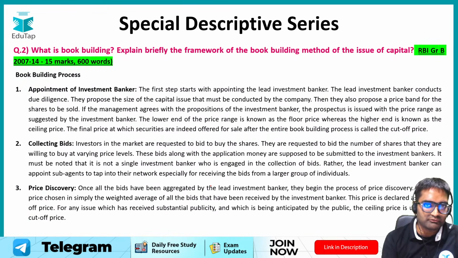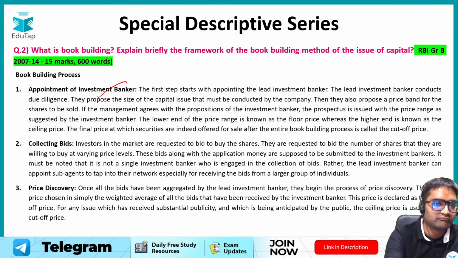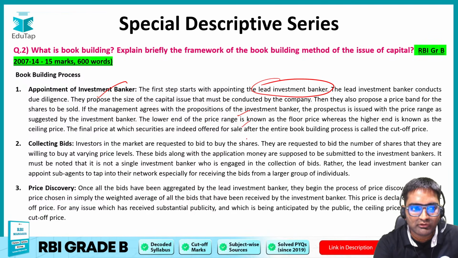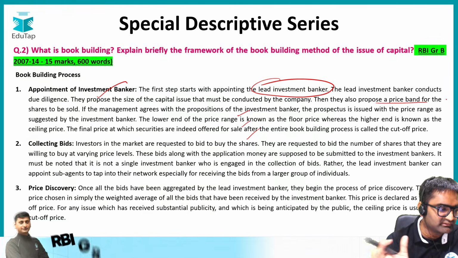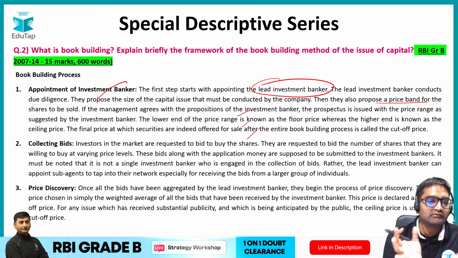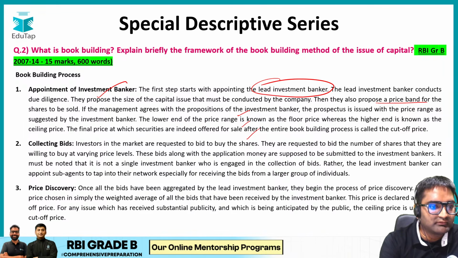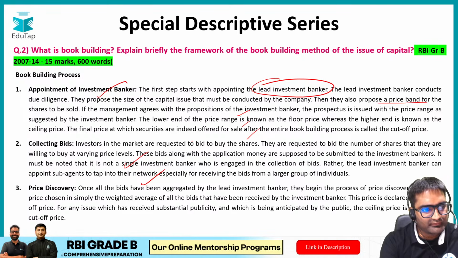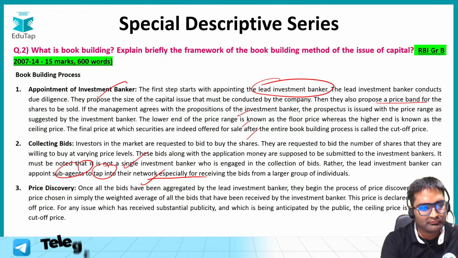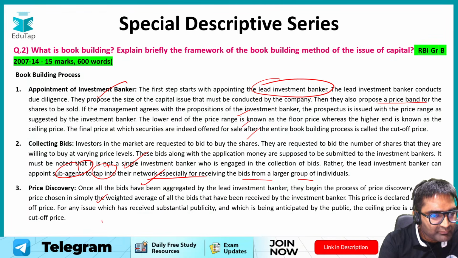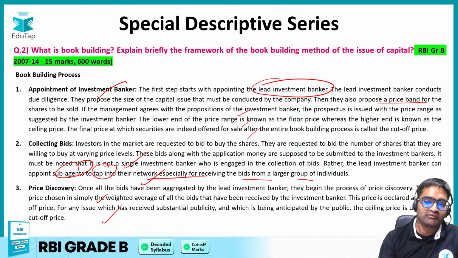Okay, now coming to the process itself, you can mention the appointment of the investment banker. This is the lead investment banker who is appointed, and then you can mention a few more points with respect to the same. Propose a price band. Why is this investment banker required? They will decide a price band along with the specific company owner. Then the bids are collected. There are various sub agents to tap into the network, and a large group of individuals give the bids, and based upon that the price is decided, and then the cutoff price is finally decided.